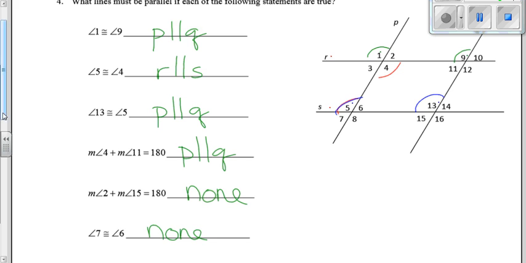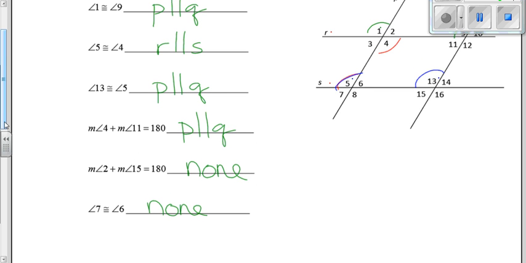All right, if the measure of angle 4 plus measure of angle 11 equals 180, okay, 4 and 11. Here, I was trying to rush this one. Here are our consecutive interior angles. If they add up to 180, that means they're supplementary. So if they're supplementary, that means that they, once again, are consecutive interior angles. So we can conclude that P and Q, because those are the two lines that they form the angles with. Okay, so P and Q are our parallels there.